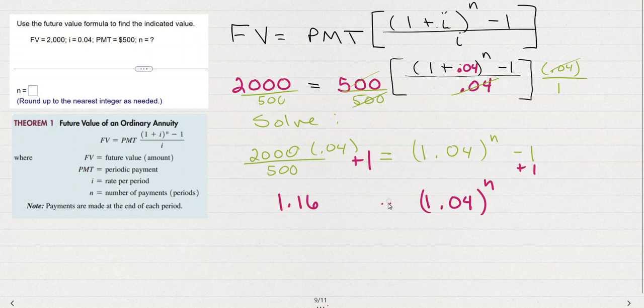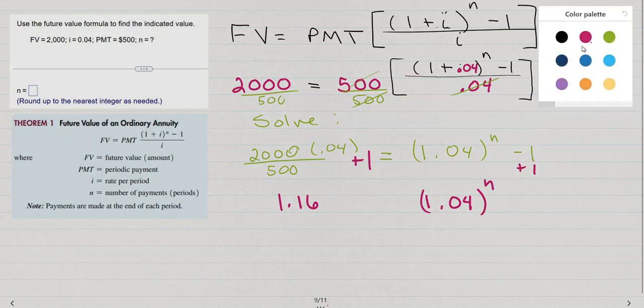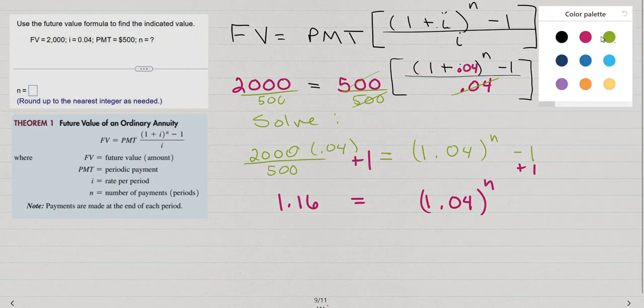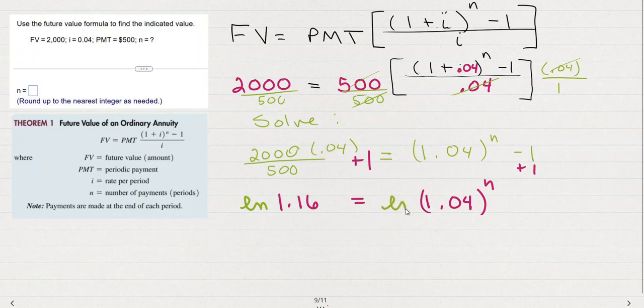And here is where the variable is that exponent. The n is the exponent. So this is why we're going to use a log of both sides to get that n down. The last step is to divide both sides by the natural log of 1.04, and that's going to give me n. Let's try it on my calculator. If I do the natural log of 1.16 and divide that by the natural log of 1.04, I'm going to get that the number of payments is 3.78.